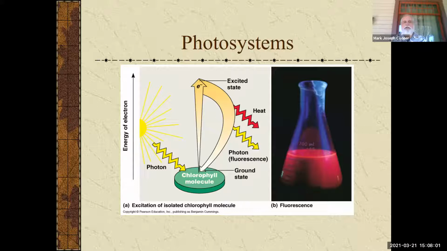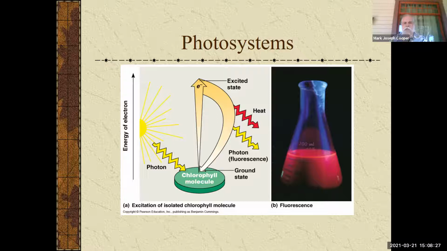So this is the third little video, and what we're going to do now is talk about photosystems. So we're going to talk about what happens in the chlorophyll molecule that allows it to produce ATP and NADPH, the energy source that'll go to the Calvin cycle.